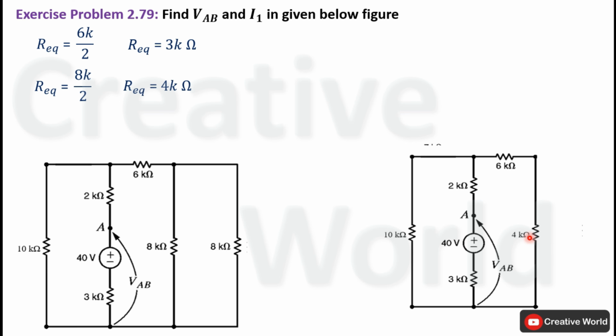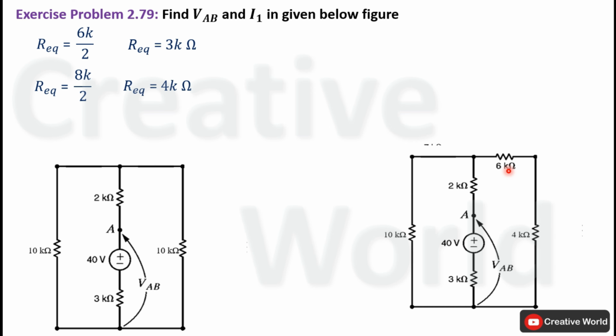Now these two resistances are connected in series, so we will find their equivalent resistance by adding the values of both resistances. Their sum will be equal to 10 kilo ohm. Replace these resistances with a single resistance having the value of 10 kilo ohm.